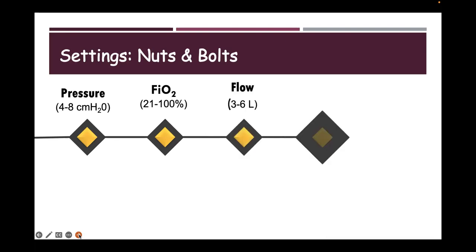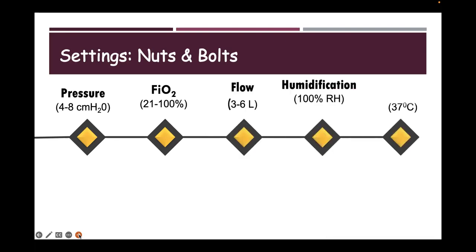Then we have flow in bubble CPAP. The flow should be anywhere between 4 to 6, and there should always be a continuous bubbling. The minimum flow at which we get a continuous bubbling is the adequate flow, and it should not be changed once we have set it.